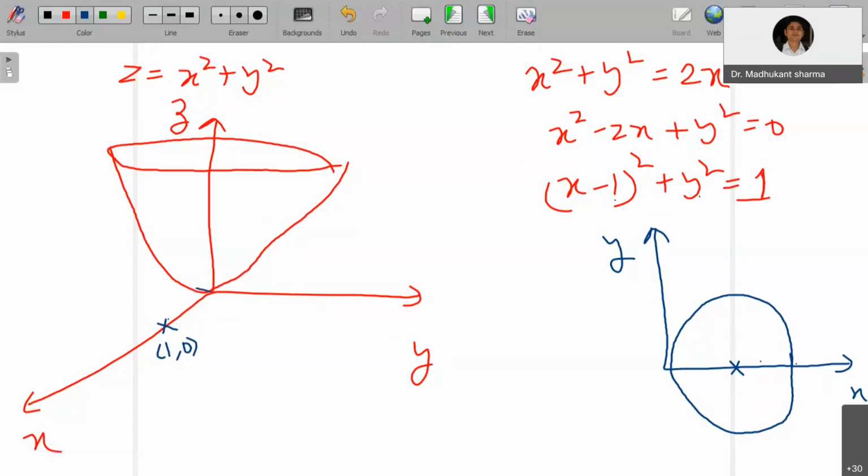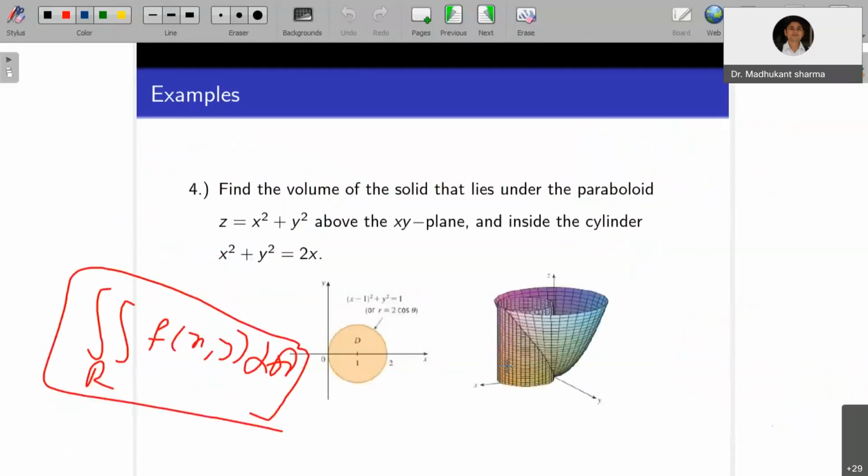Here the center is (1, 0), and now you have to stretch it along the z-axis and you will get some of the part here. So this is what is happening here. This is the region you can look at, and that lies under the paraboloid. So this is the region in which the solid is identified.